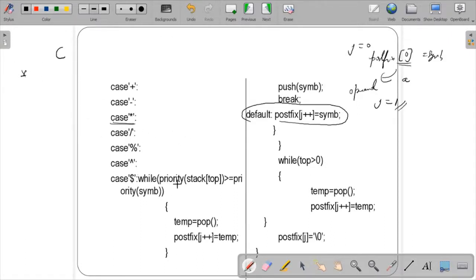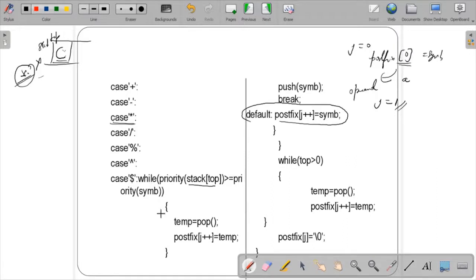So while priority of stack top is now this one, right? Stack top is nothing but opening bracket. Stack top is having opening bracket. While priority of this is greater than or equal to the priority of your symbol, whether it is so, it is not so. This priority is less than this priority. Right? So if it is true, then it will go to this particular function definition. It's not going within the while loop. Okay, so it is false. So what will happen?